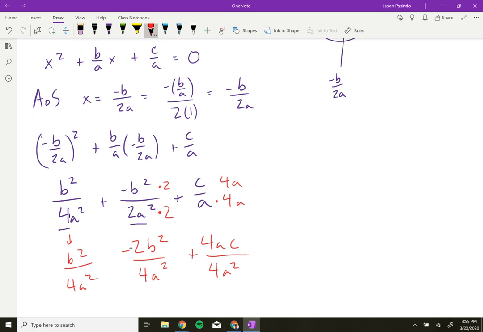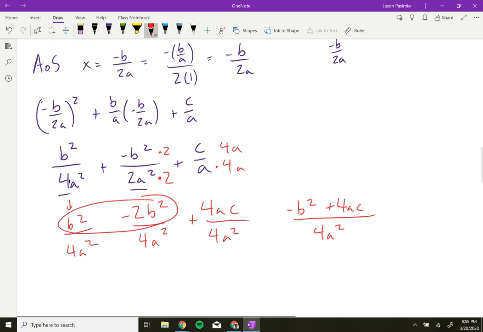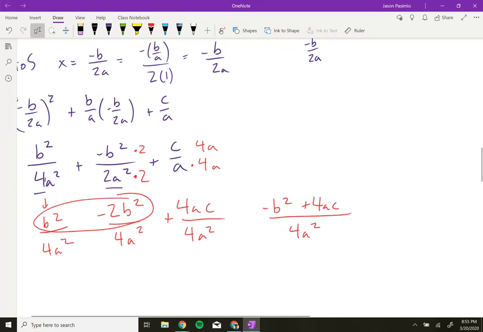And now if I put those together, these 2 right here are like terms. So I have b squared minus 2b squared would just be negative 1b squared plus 4ac over 4a squared. Every time we've done this, it's been a negative number. So what I'm going to do is factor a negative out right there. So what I get is negative b squared plus 4ac in parentheses like that over 4a squared.